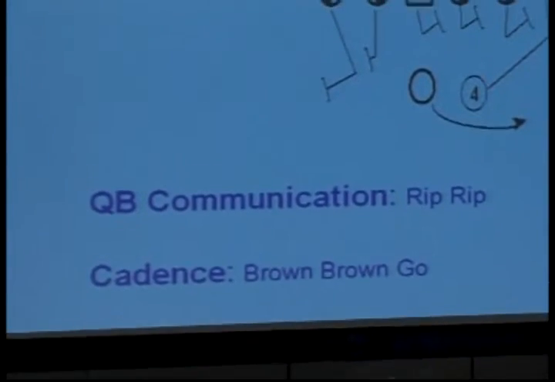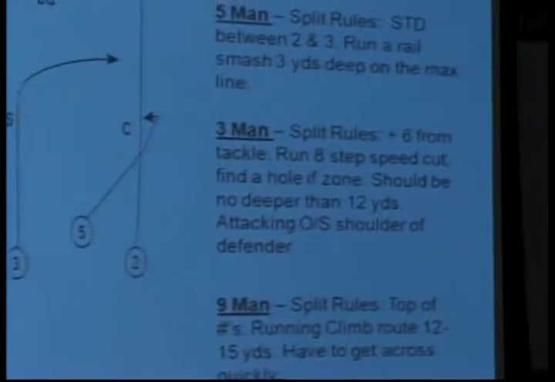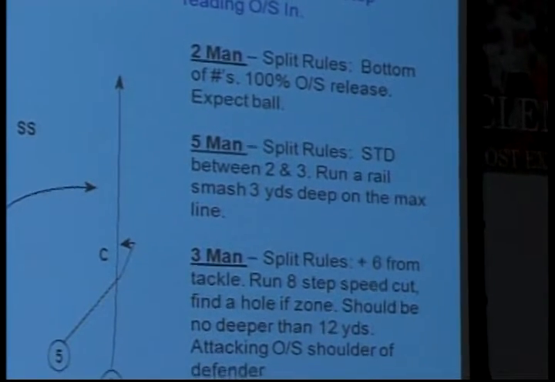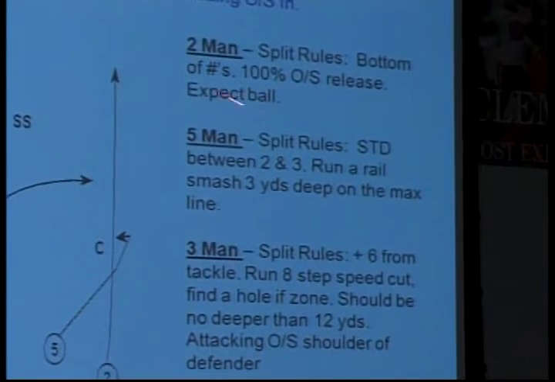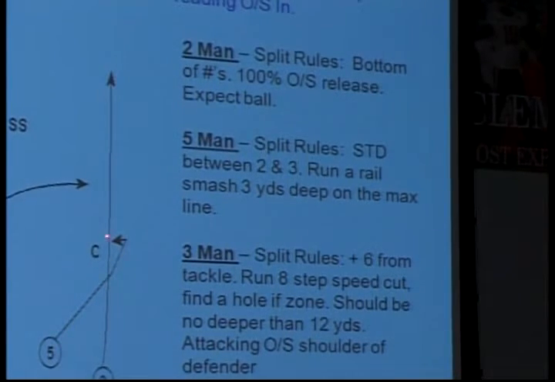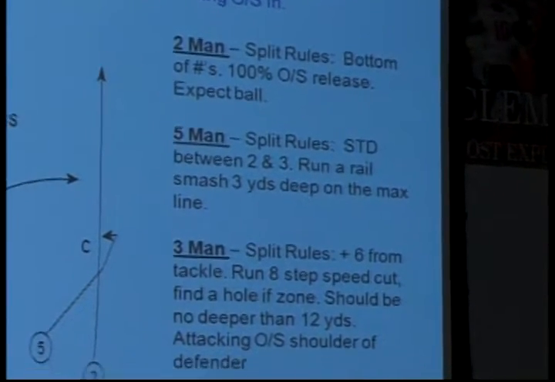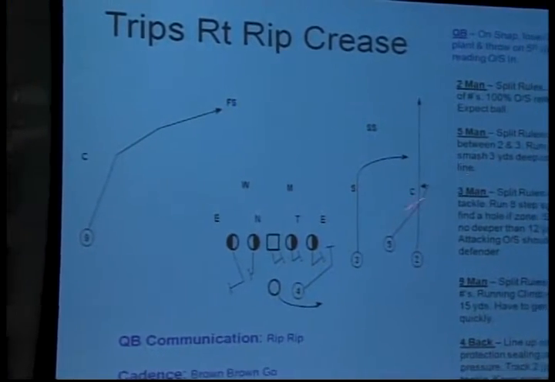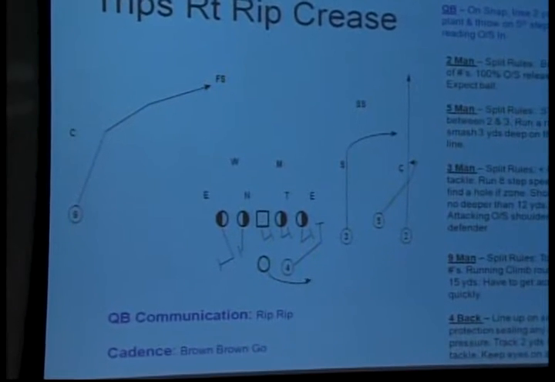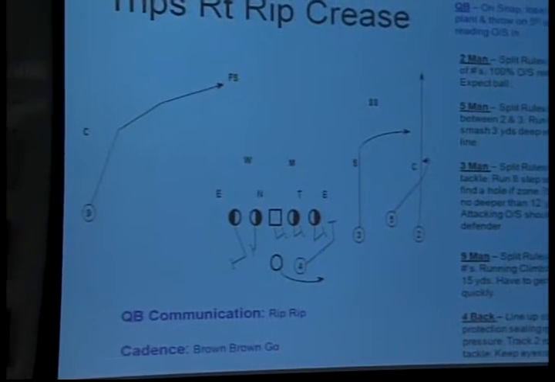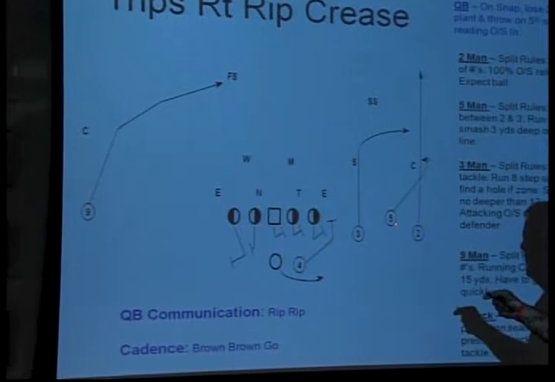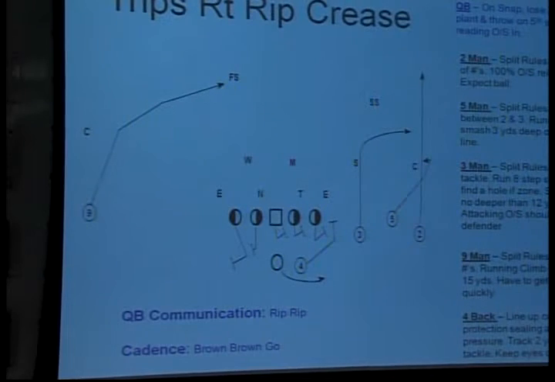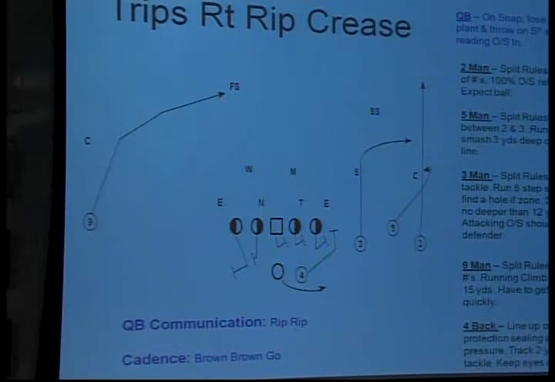Working concept side, the two-man, your split rules are at the bottom of the numbers. Much like the sail, 100% outside release. Much like jacket, 100% outside release. Expect the ball. If they start throwing eyes inside, again, just like Arkansas clear, we're going to get the ball outside. Five-man, your split rules. Split the difference between the 3 and the 2. Run a rail smash concept. In other words, where the red line is out here, we want to be 3 yards deep on the max line. 3 yards deep, attacking it and setting on that max line. All right.